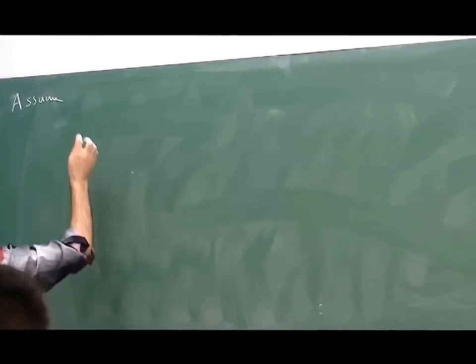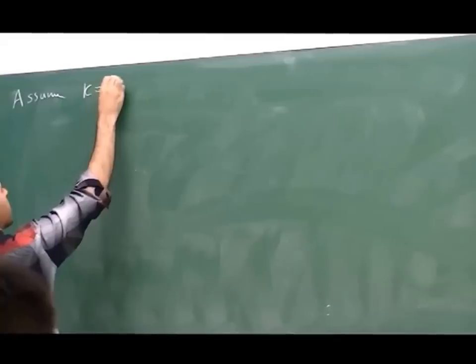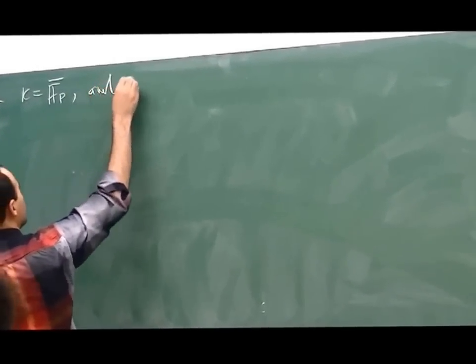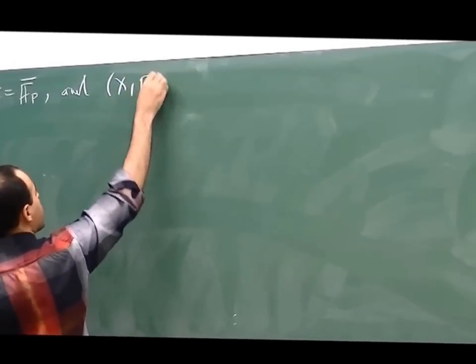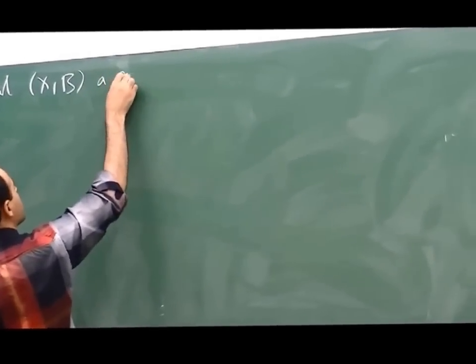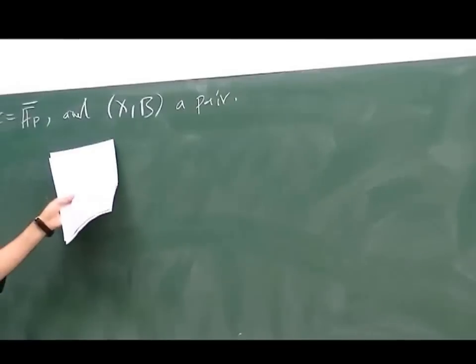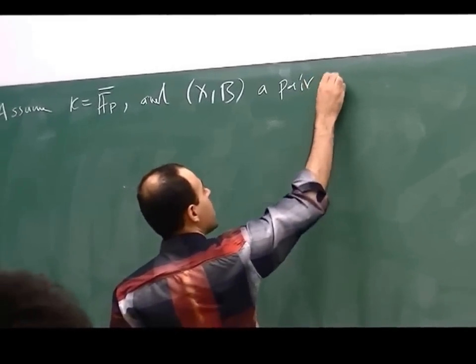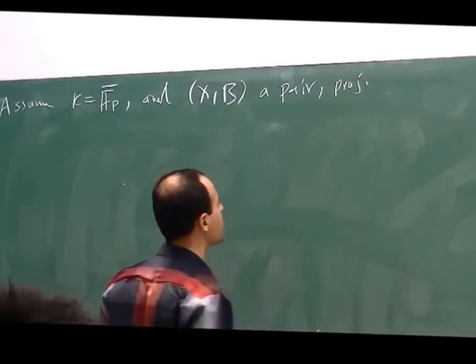for the proof of the theorem, you can just assume that k is the algebraic closure of F_p, or actually any other algebraically closed field, and suppose that (X, B) is a pair defined over this field. Or if you are not happy with pairs, just a smooth projective variety over this field.